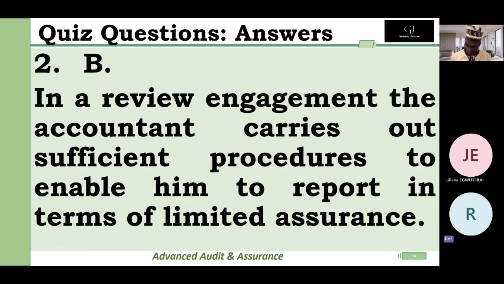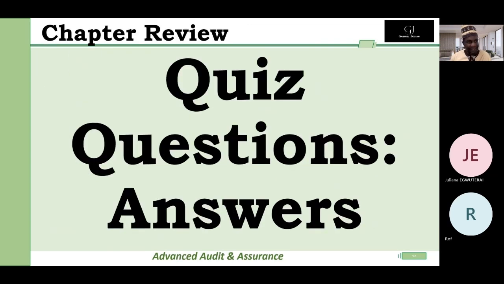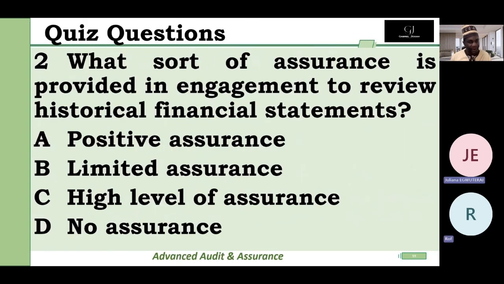Good one. Next. Number 2, B. Let me go back again. These people took a wrong option and they went back. What sort of assurance is provided in an engagement to review historical financial statements? B, limited assurance.